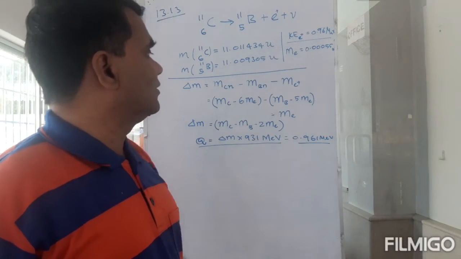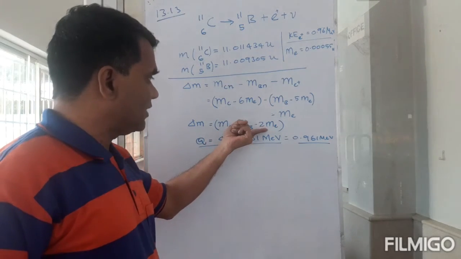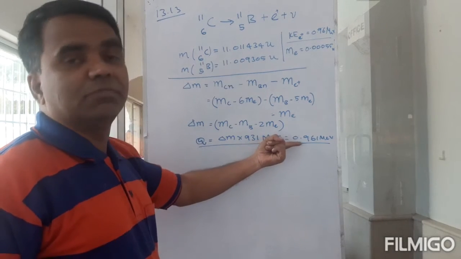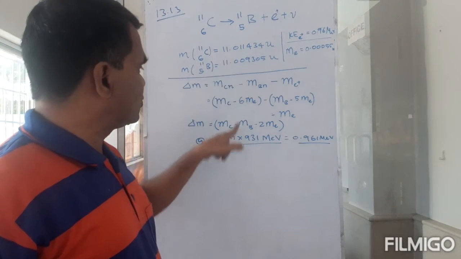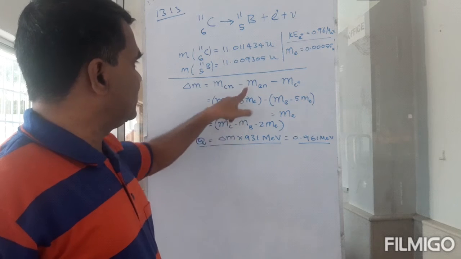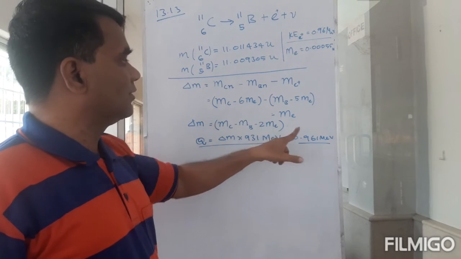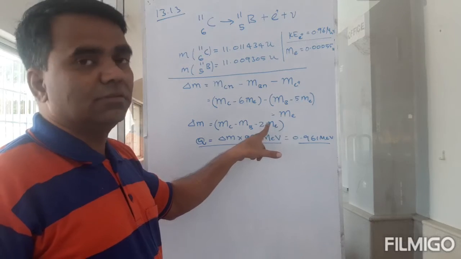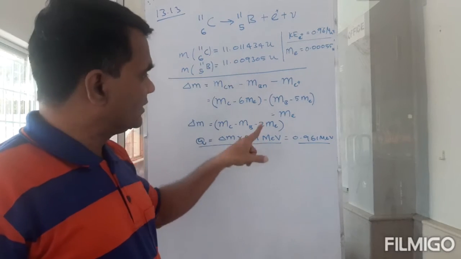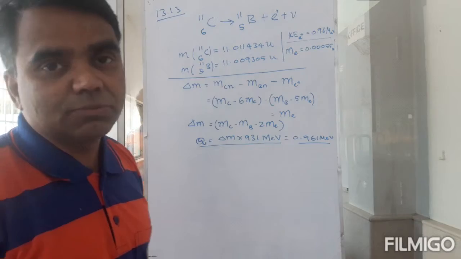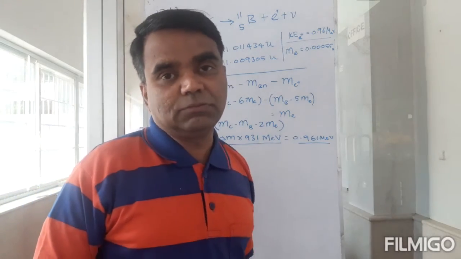When you do it, the important thing is you must have minus 2 M_e here. If you don't have that, then you will have a different number. If you straight away use MC minus MB times 931 MeV, then you will have a different number. The important thing is that you account for the electrons also in this. Okay, so that's what you get.